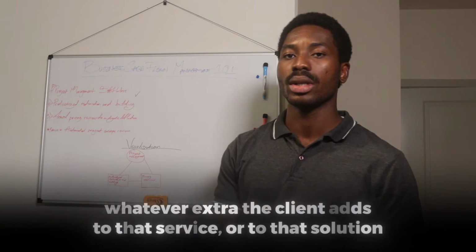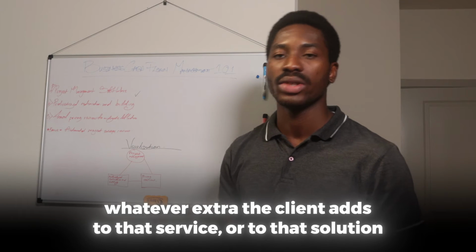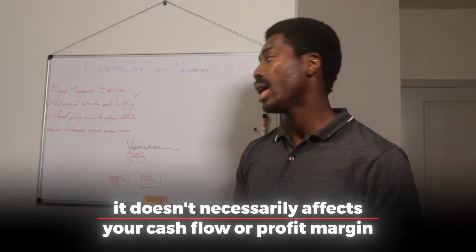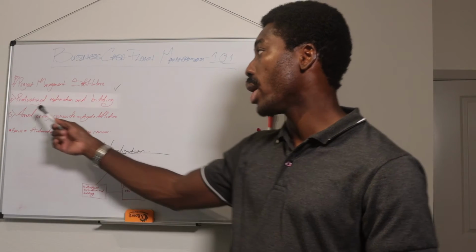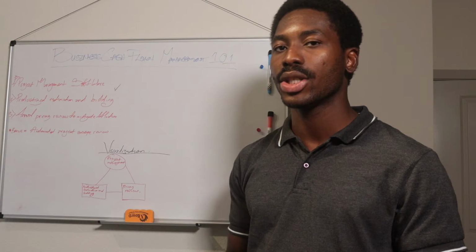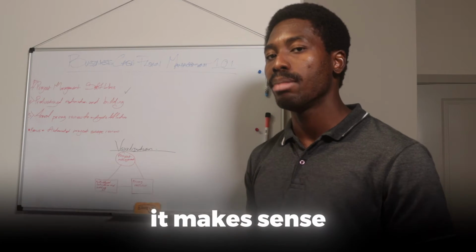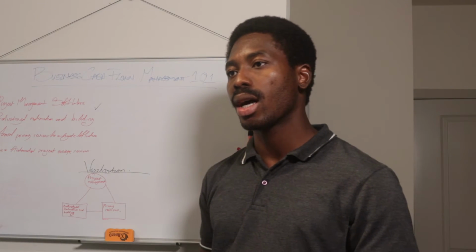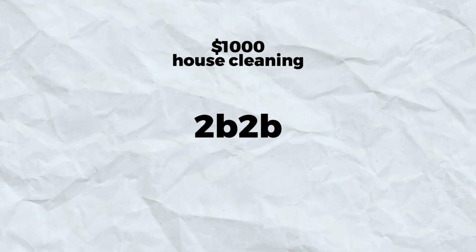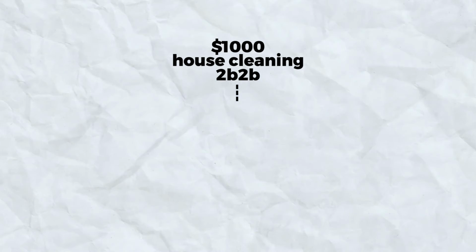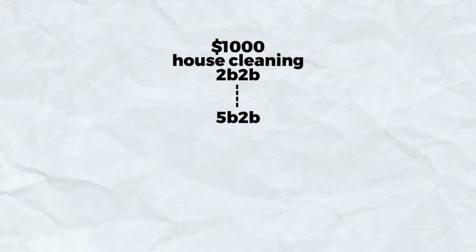So whatever extra the client adds to that service or to that solution, it doesn't necessarily affect your cash flow or profit margin. So this is one way to go about it. I know that sounds stupid, but when you really think about it, it makes sense. If your services cost $1,000 for house cleaning, standard house cleaning, 2 bed on a house, which is 5-bed, 2-bed wants the same service.